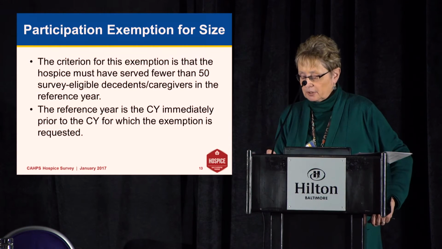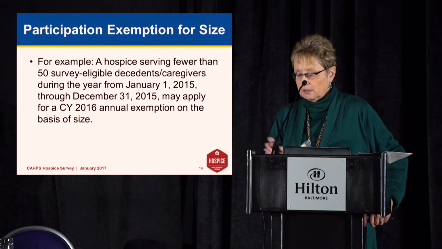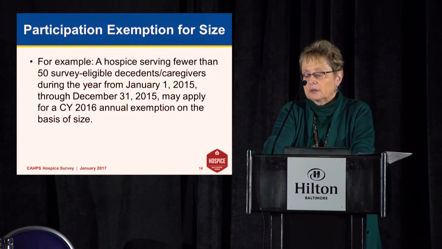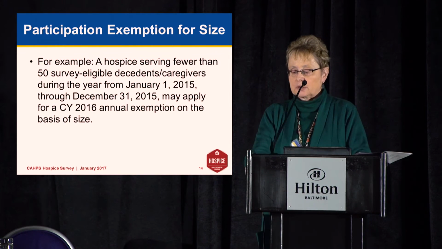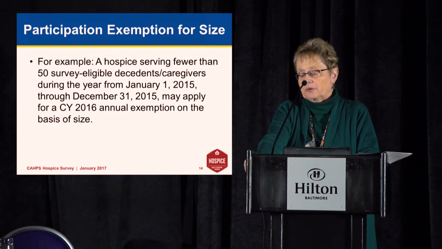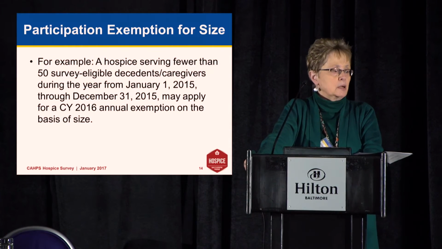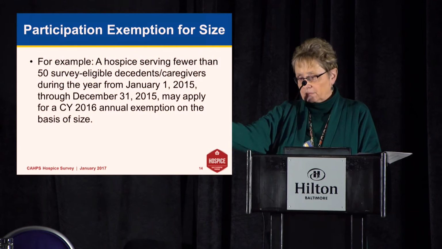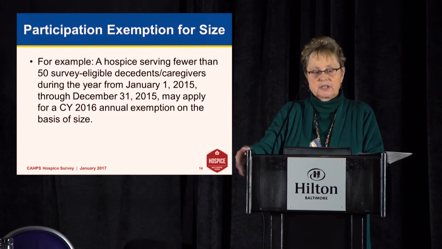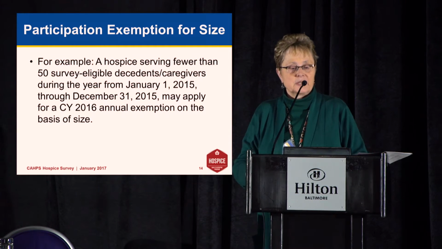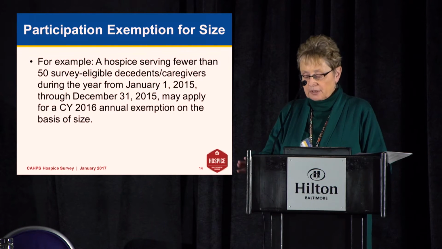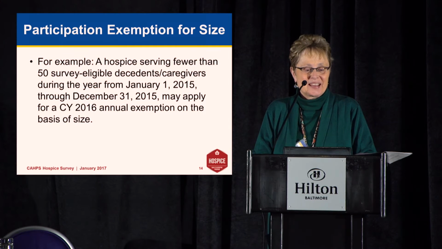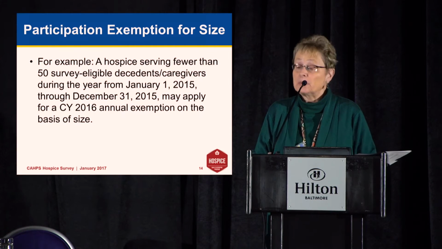I think we have an example on the next slide. So if you served fewer than 50 decedent-caregiver pairs, and each pair is counted once, during the year from January 1st through December 31st, 2015, you could have applied for the size exemption in 2016. This year, you would count your decedents and caregivers for 2016 in order to apply for the 2017 exemption. Let me make just a brief comment that we do check. Just to let you know, we believe you, but we also check.